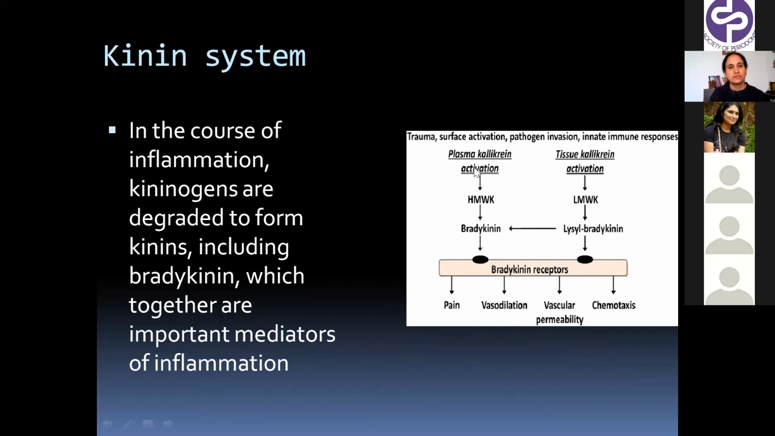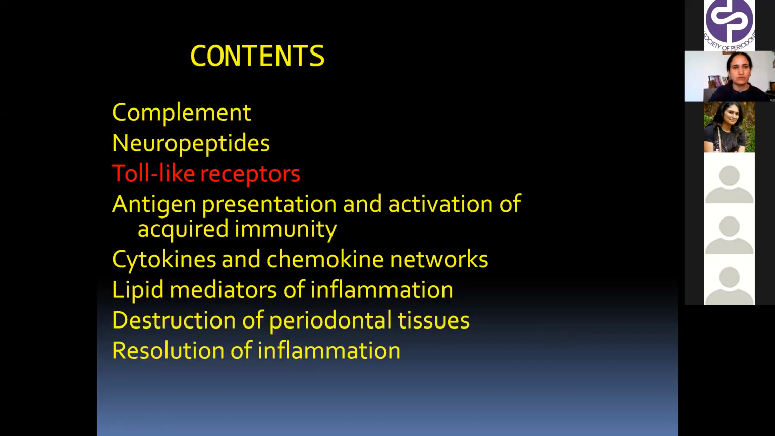Now this is the kinin system. You must have read about that. These are the inflammatory mediators, and bradykinin is released along with histamine from the local mast cells, which leads to pain, vasodilatation, vascular permeability, and chemotaxis. So together with the neuropeptides, they are taking care of the initial inflammation. So you can write this in the inflammation part of it.